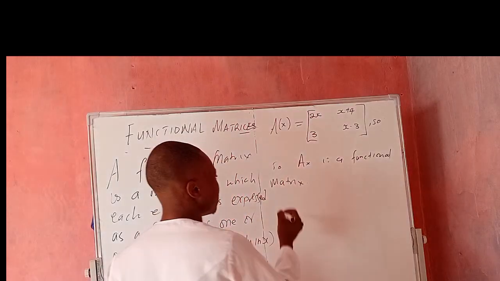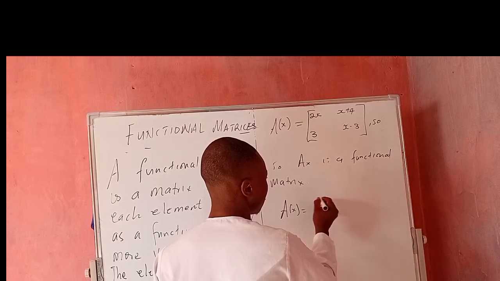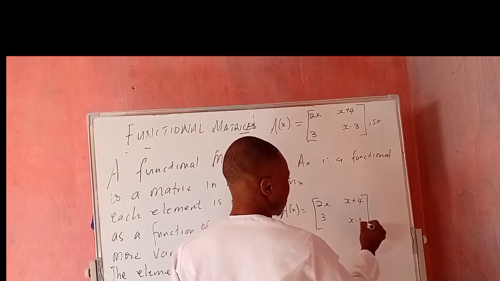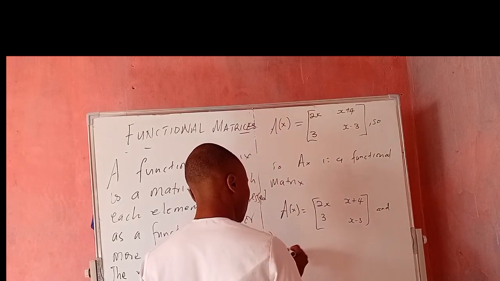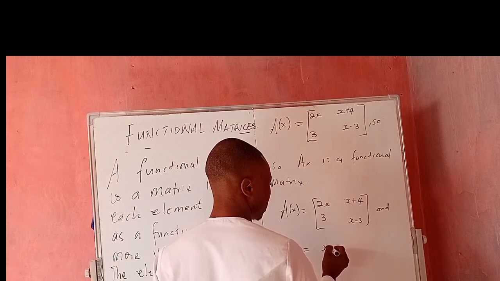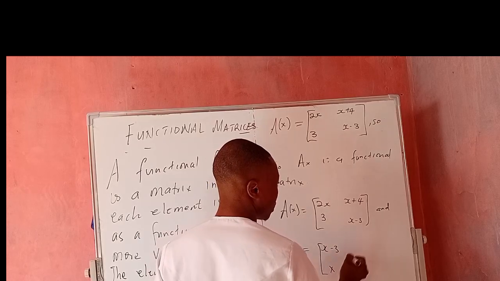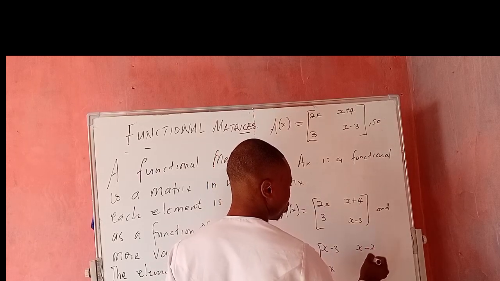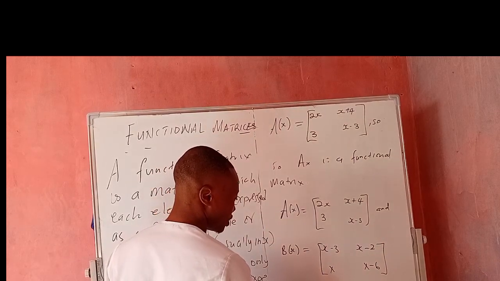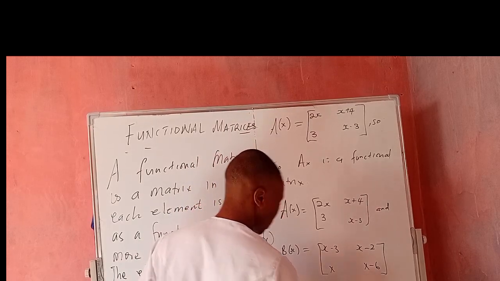Now, what am I saying? Let's say you have matrix A(x) equals 2x and 3, then x plus 4, then x minus 3, and you have matrix B(x) equals x minus 3, x, then x minus 2, then x minus 6. Now, if we are asked to find A(x) plus B(x), how do we do it?